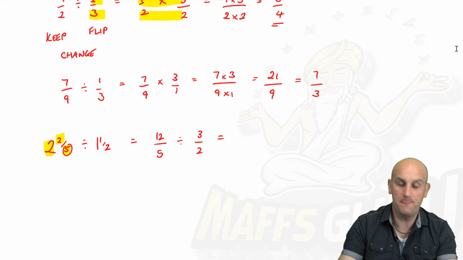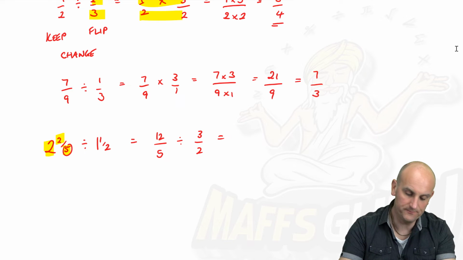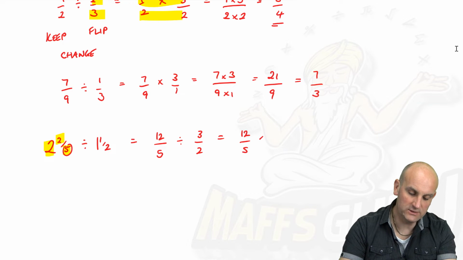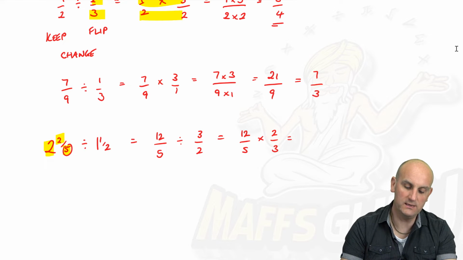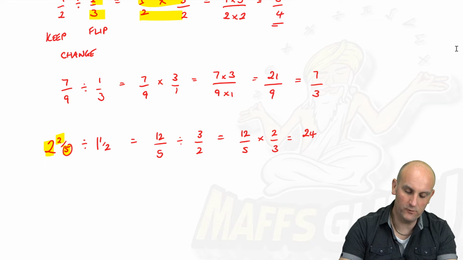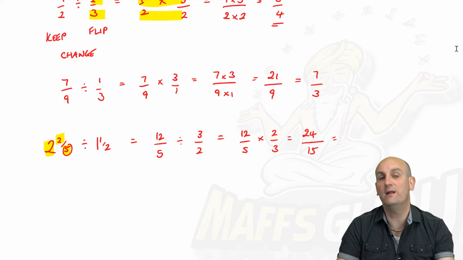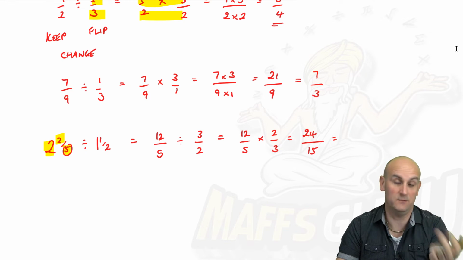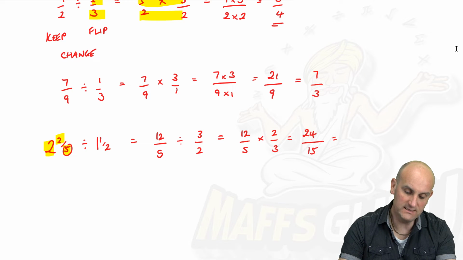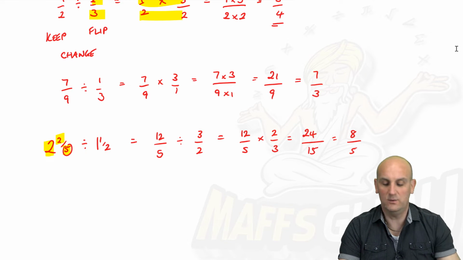Can we divide them? Nope, we are going to keep the first one, 12 on 5, change that to a times, but turn this to 2 on 3. Right, 12 times 2 is 24, 5 times 3 is 15. What goes into both of those numbers? Well, I happen to know 3, because I know my 3 times table. So 3's into that go 8, 16, 24, 8 times. 3's into that go 5, and so we have 8 on 5. Is that how we leave it?